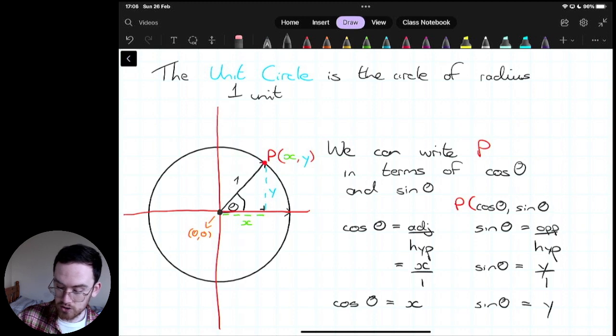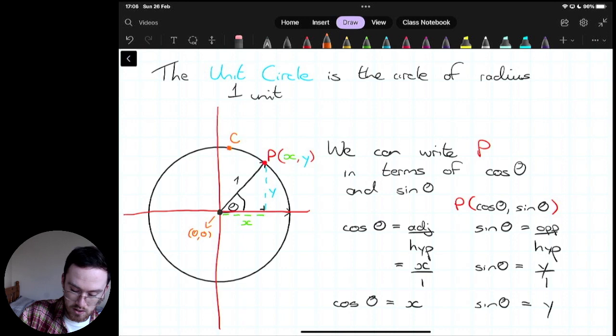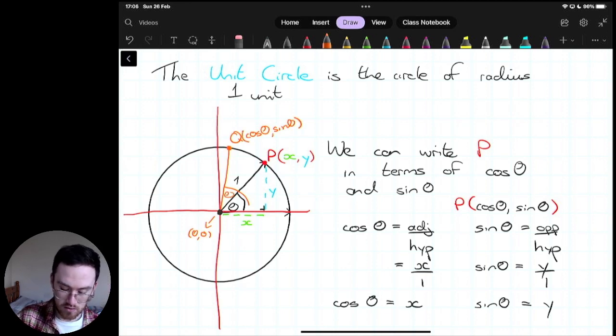So for any point on the circle, if I pick another point here, say Q, that point could be rewritten as (cos theta, sine theta) for whatever the angle theta is, which I've marked in orange. So it's the angle from the horizontal axis up to that point, as if I've taken the point from here and pulled it round until I got to Q, and see what angle my radius makes with the axis. Okay, so that's where it's all coming from, I suppose.